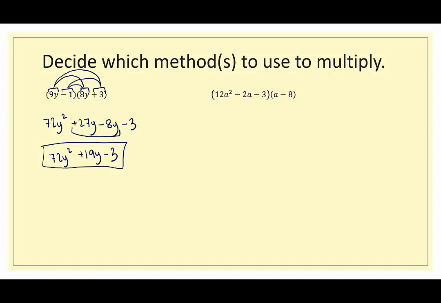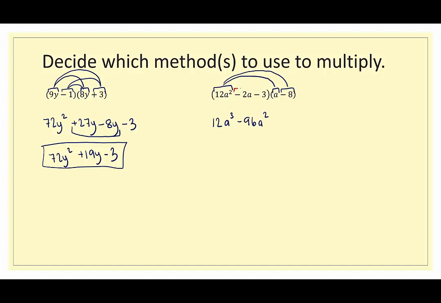So we're going to start with this 12a squared. And we're going to multiply it to the 2 terms in the binomial here. 12a squared times a, I have 2 a's here, another a is getting multiplied, so that's 12a cubed. 12a squared times minus 8 would be minus 96a squared.